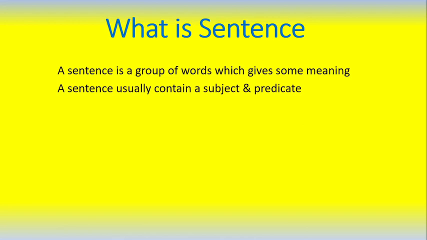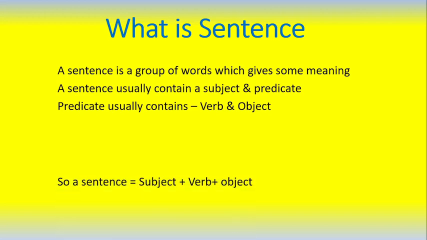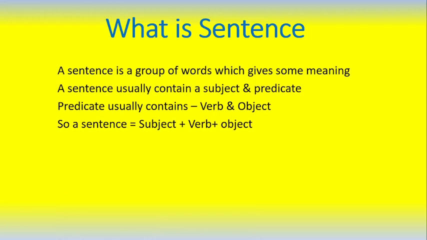A sentence usually contains a subject and a predicate. We have already studied that. So, what is this predicate? The predicate usually contains a verb and an object. Therefore, a sentence is equal to subject plus verb plus object. So, a sentence should contain a subject, a verb, and an object. Then it can convey a clear meaning about that particular sentence.